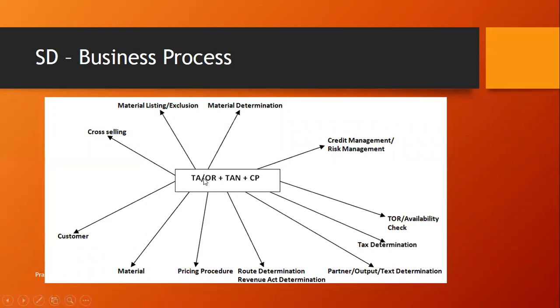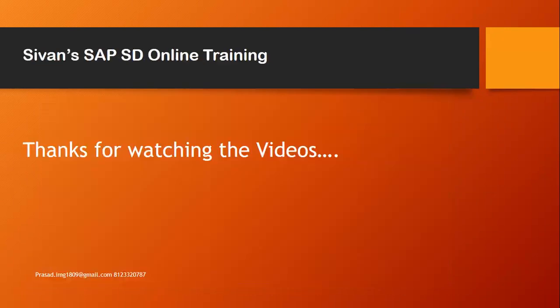The sales document type, with item category and schedule line category, is associated with multiple determination procedures, including material listing and exclusion, material determination, cross-selling, credit management and risk management, availability check, tax determination, partner, output and text determination, route determination, and pricing procedure determination. All these will be associated whenever you complete these determination procedures in the system, so the same will be reflected in the sales order when you create a sales order.